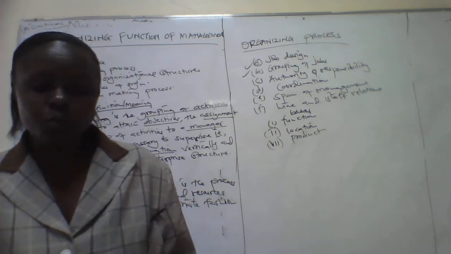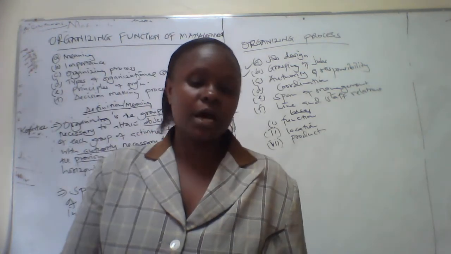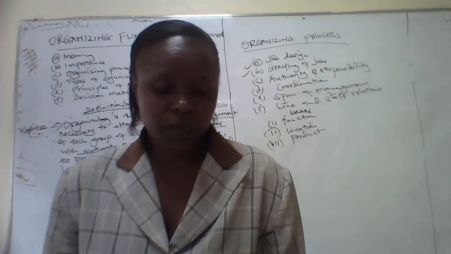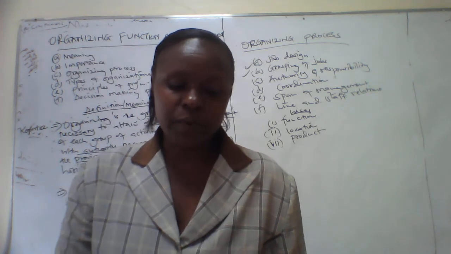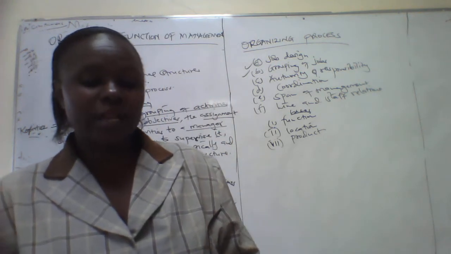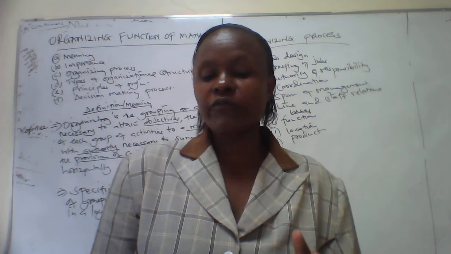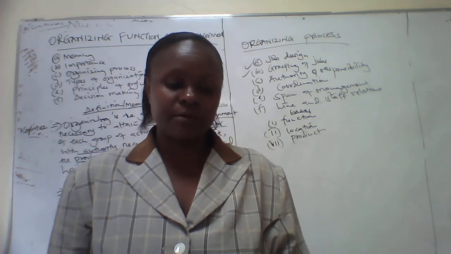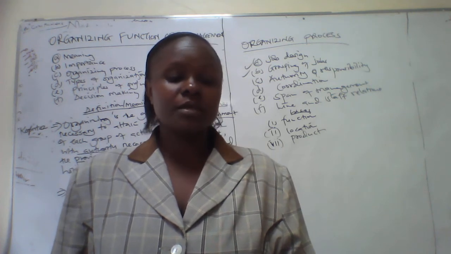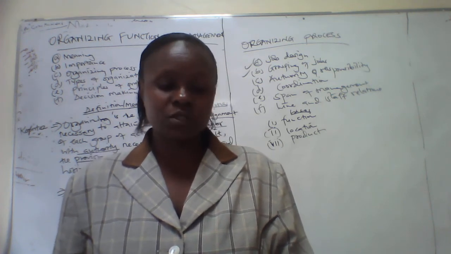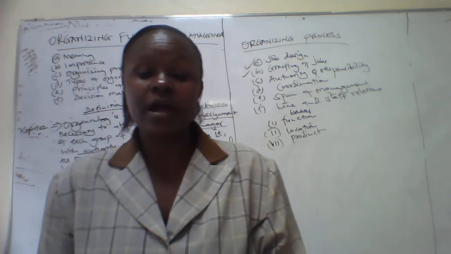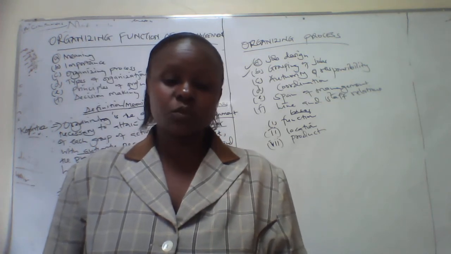So jobs are grouped according to either function, product, or location. Departmentation by function: employees who are involved in the same or very similar functions are grouped together. When you are grouping the activities according to the function, make sure that the employees involved in the same or very similar functions are grouped together.